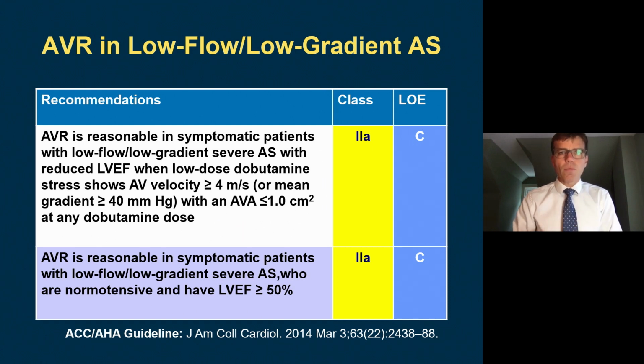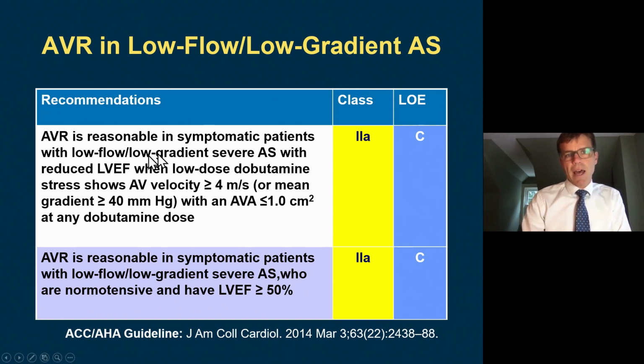Okay, so these are the guideline recommendations. Basically, an AVR is reasonable in symptomatic patients with low flow, low gradient, severe AS with reduced ejection fraction, exactly the people I was just talking about on the last slide, where you can generate an increase both in the cardiac output and the aortic velocity with dobutamine, okay? That's a class 2A indication.